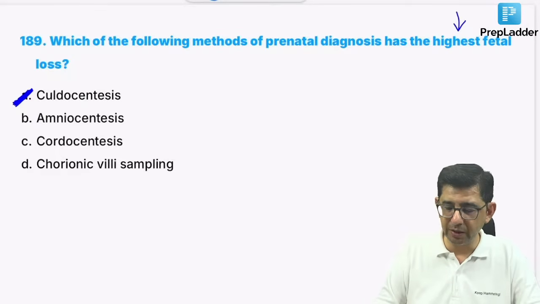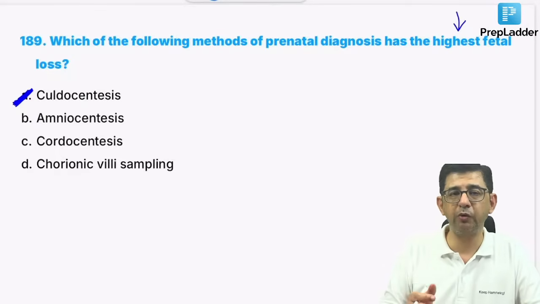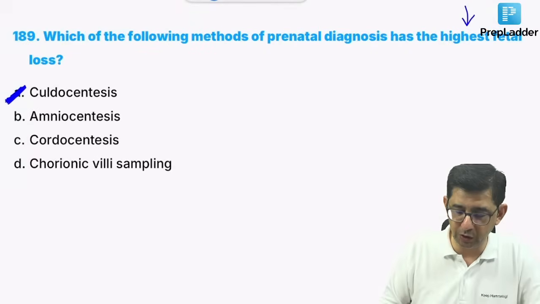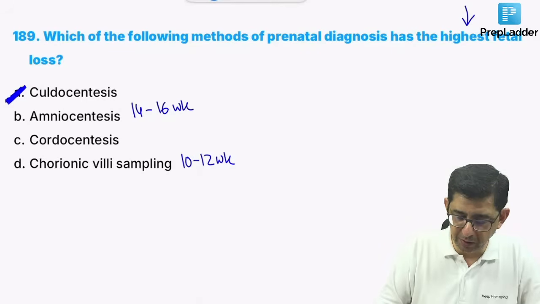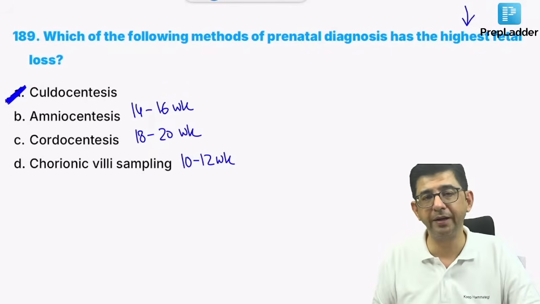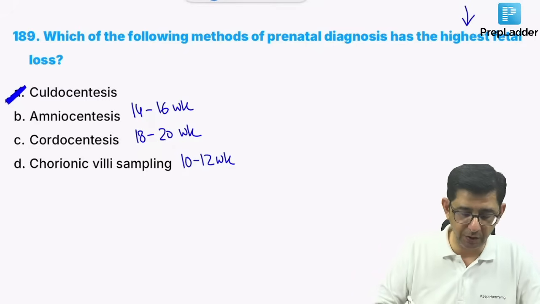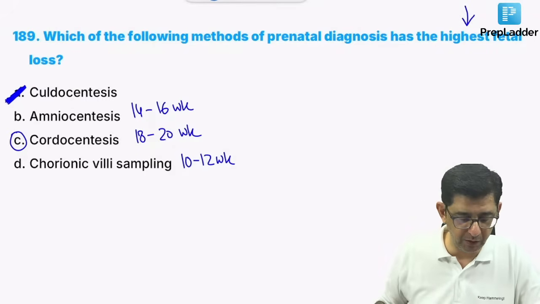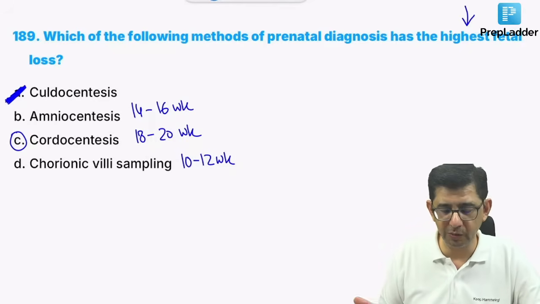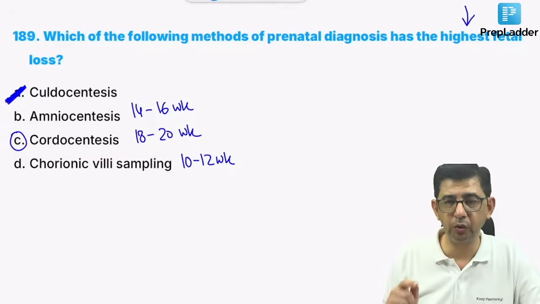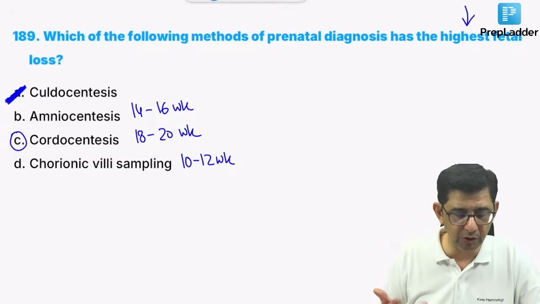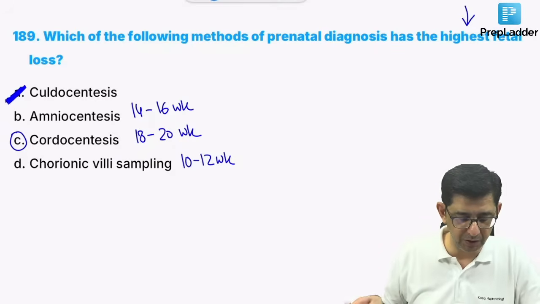The highest chances of fetal loss would be when you are doing the procedure late, because chorionic villi sampling is usually done between 9 to 11 weeks or max 10 to 12 weeks. Amniocentesis would be 14 to 16, and chordocentesis is mostly between 18 to 20 weeks. So if we are doing any procedure late, there will be more chances of fetal loss. Therefore, the answer in this case would be option C. The rationale is that any procedure done later in pregnancy, because of more vascularity, has a possibility of fetal loss. The answer would be C.